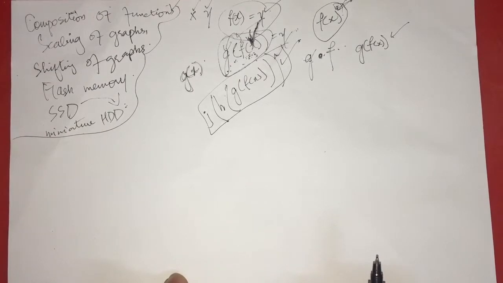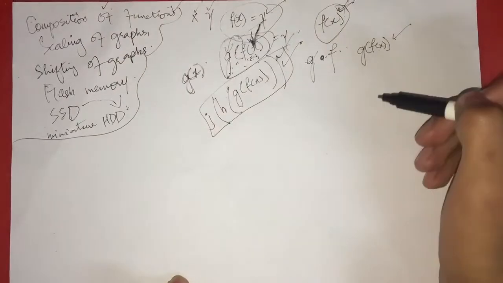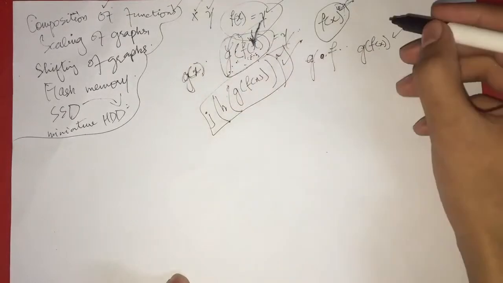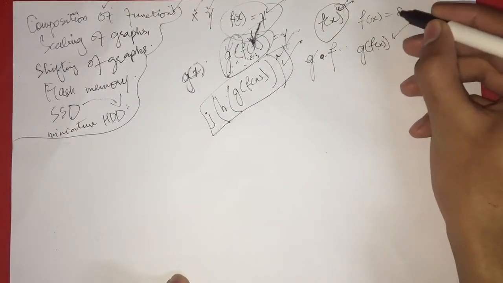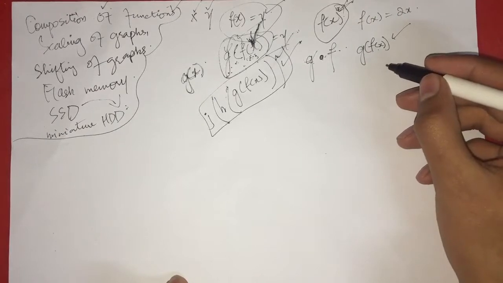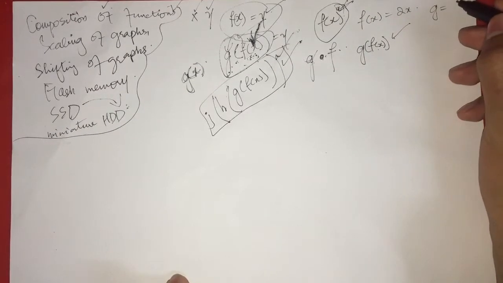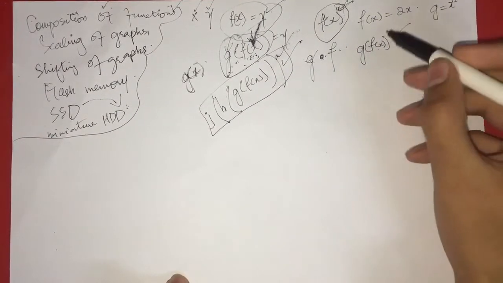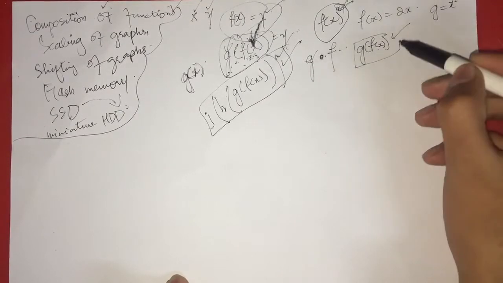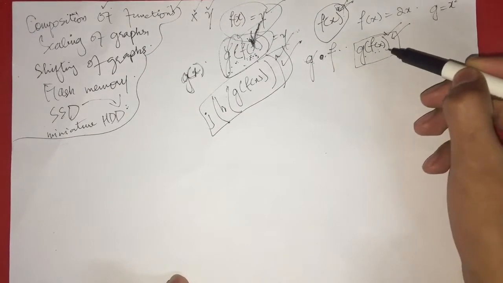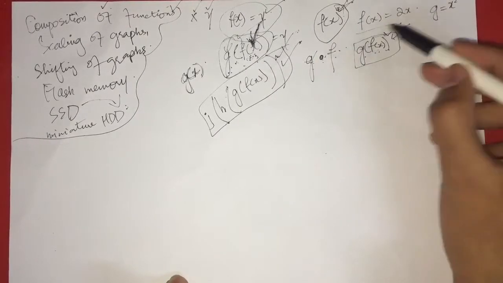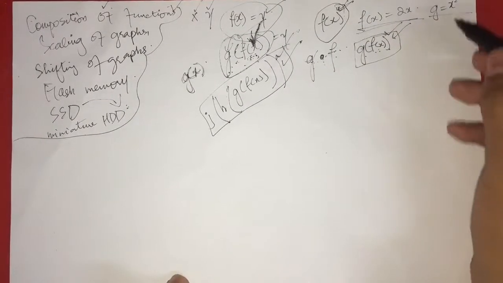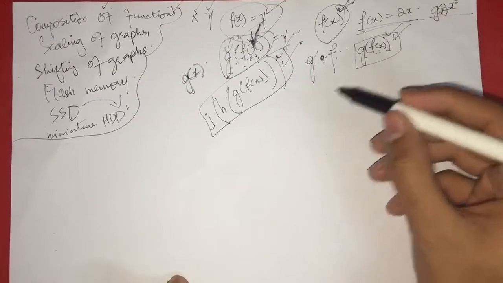Now that was about composition of functions and how we do it. And now, let me give you guys an example. For example, f of x is equal to 2x, and g of x is equal to x squared. Now, we are to solve this question: find g of f of x, when you have f of x equal to 2x and g of x equals x squared. So how are we going to do that?